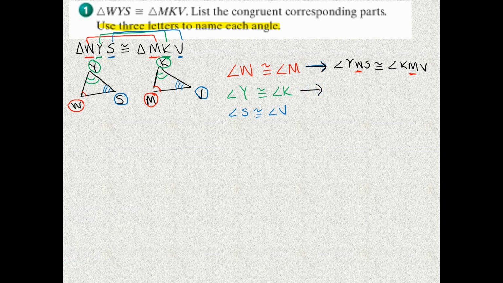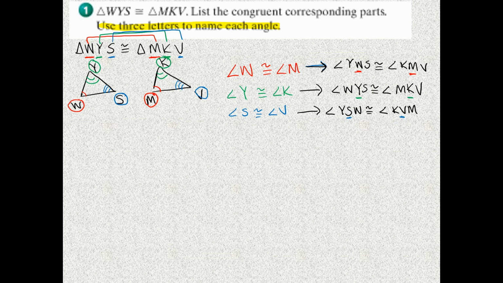For the other one, for angle Y, we could call angle WYS and angle MKV. Again, making sure that we keep the Y and the K in the middle since that's our vertex. And for the last one, I could say that angle S, I could call it angle YSW is congruent to angle KVM, making sure that we keep the S and the V in the center.